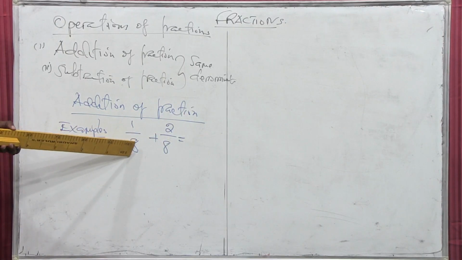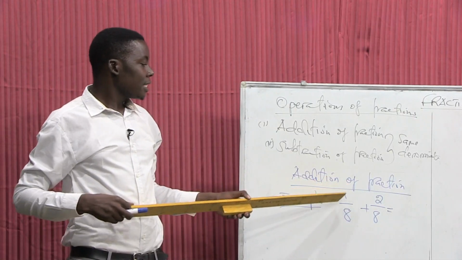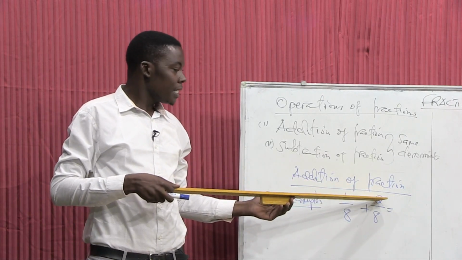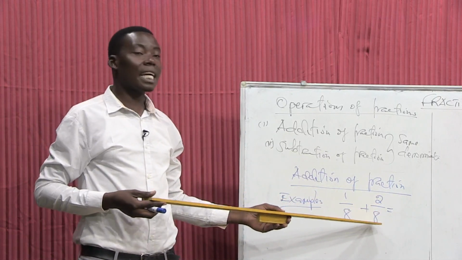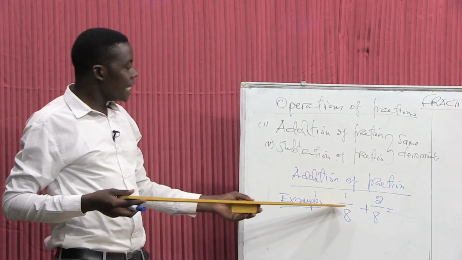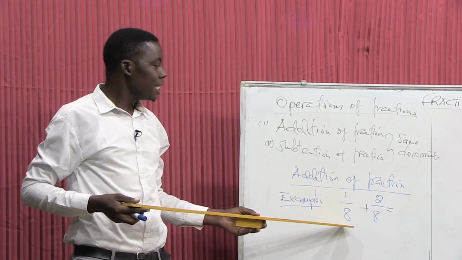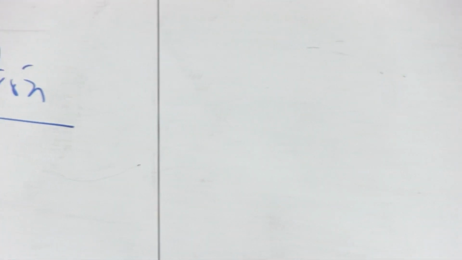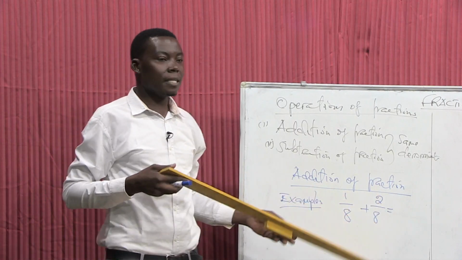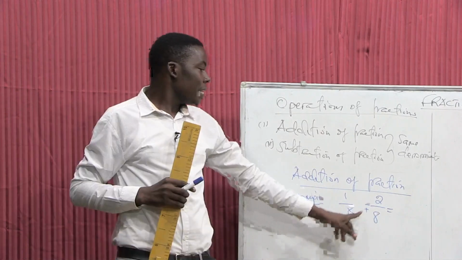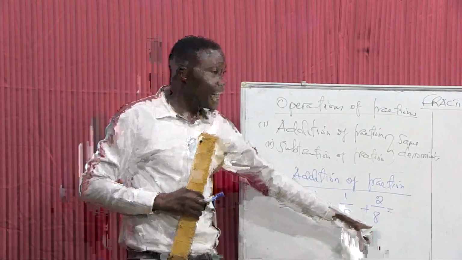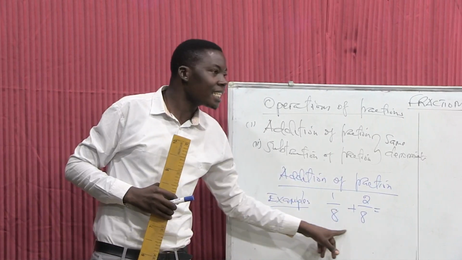In 1/8, the numerator is 1 and the denominator is 8. The numerator in our second fraction is 2, and the denominator in our second fraction is 8. We read the first fraction as one eighth and the second fraction as two eighths. So when you take 1/8 plus 2/8, our denominators are the same.